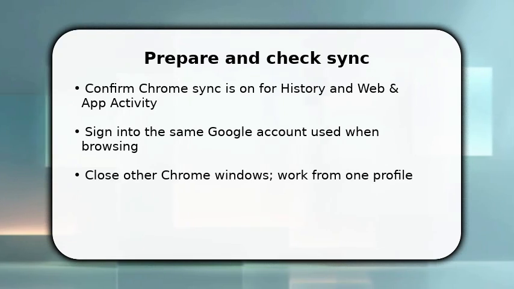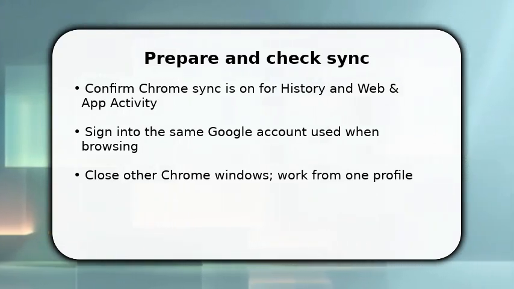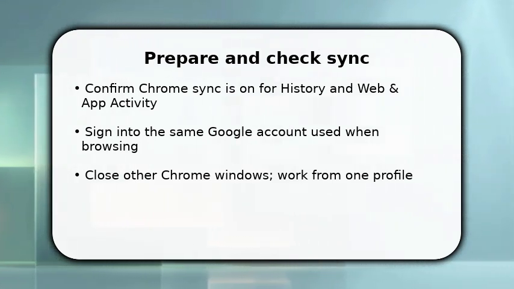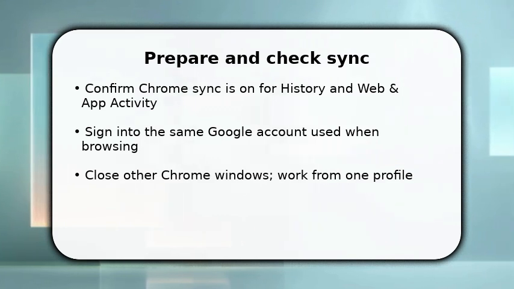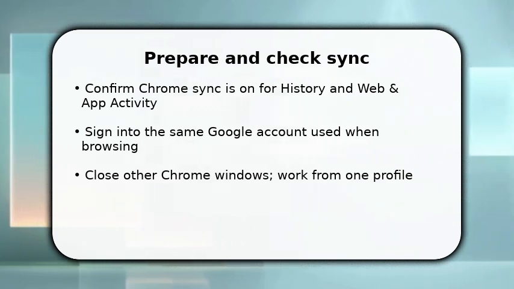Start by confirming Chrome Sync and Google Web and App Activity are enabled. This lets you recover server-side records. Sign into the exact Google account you used. Mismatched accounts show different timelines. Once signed in, close extra Chrome windows and pick the profile you want to inspect so you don't mix data.